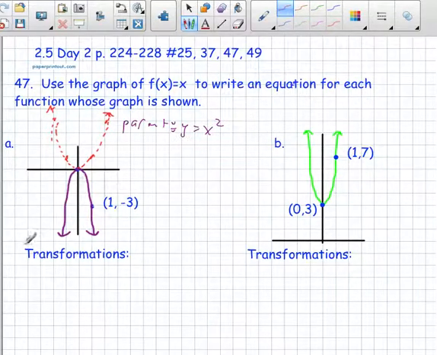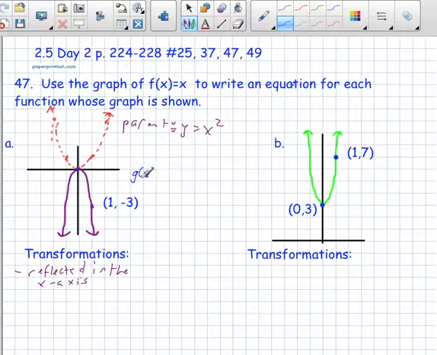So the first transformation that I see is that this graph is reflected in the x-axis. To get a reflection in the x-axis, we have to multiply the whole function by negative 1. So my new function, let me call it g of x, is going to be negative in front, and then I'm going to have x squared. But let's figure out the other transformation before we write the equation.